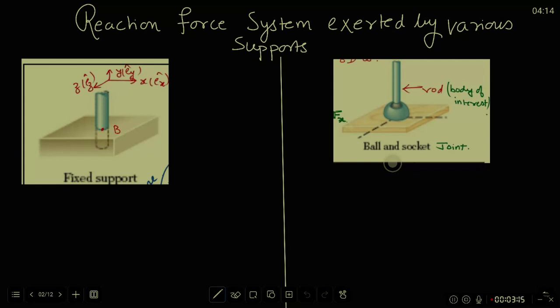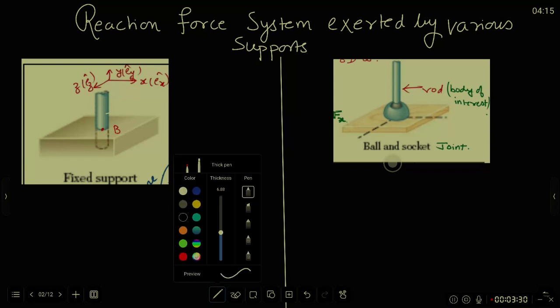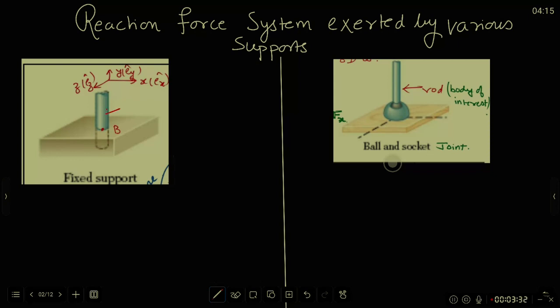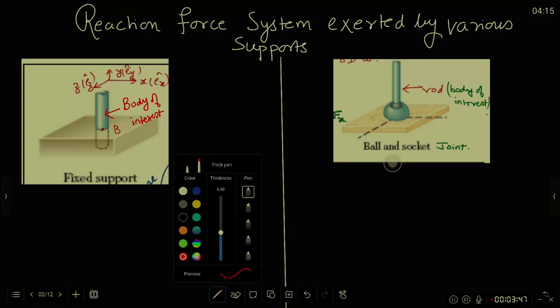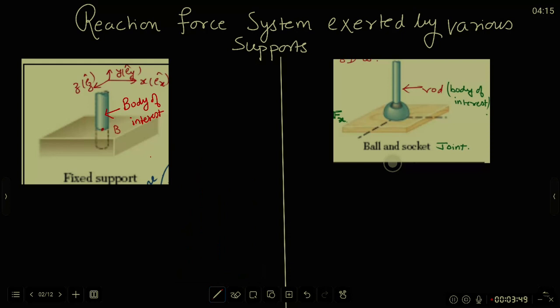So for the fixed support, this is my body of interest, rigid body of interest, and I want to draw the free body diagram of this rigid body. Now this is only a part of the rigid body. There is more part of it on the top side. We are not shown.